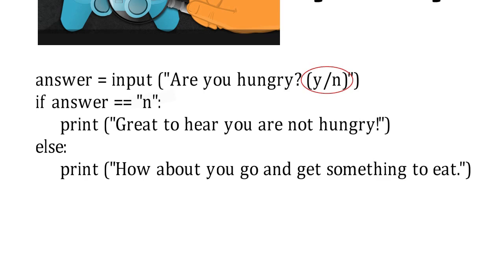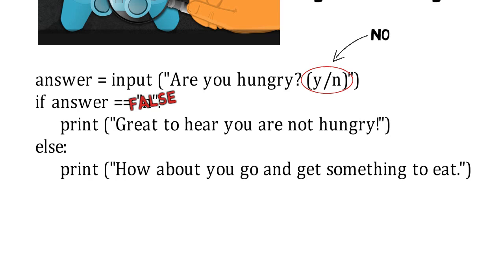What the code does not take into account is if the user enters any other letter, number, character, or words. For example, if the user types in the word no instead of just the letter n, it will check to see if answer is equal to n and return false. This is because n and no are two different values. Even if the user types in a capital N, it is not equal to a lowercase n, so it will print, how about you go and get something to eat?